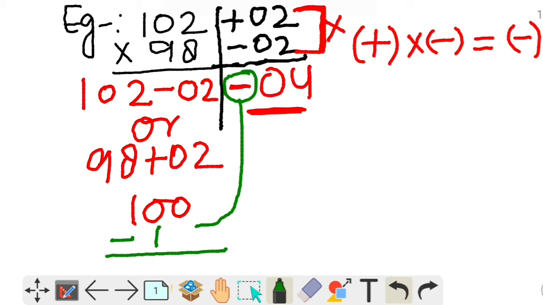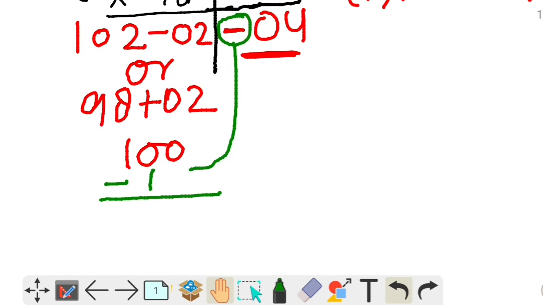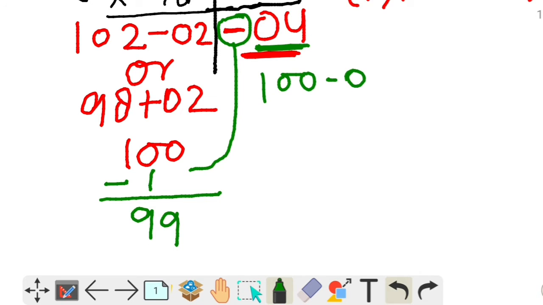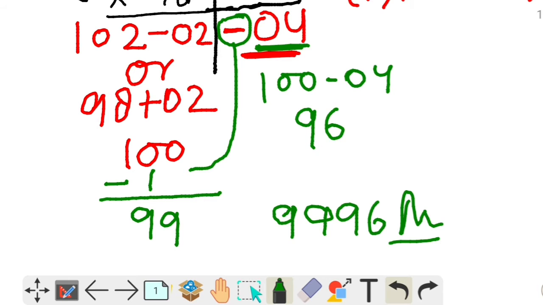So 100 minus 1 is 99, right? Now you have got minus 04 over here, so this 04 you have to subtract from 100. You can write down the steps clearly, and I'll put down the steps in the description. So 100 minus 04 is 96. So your final answer will be 9996. 9996 is your answer.